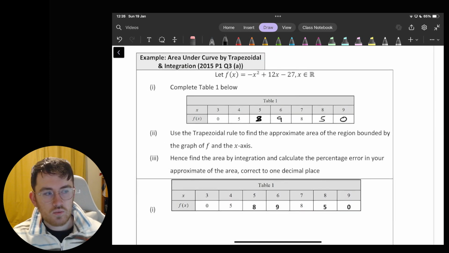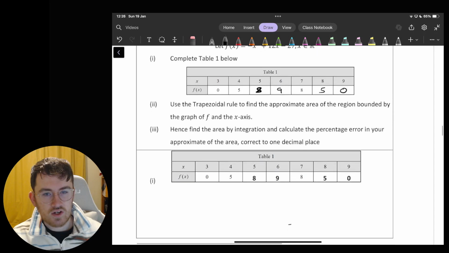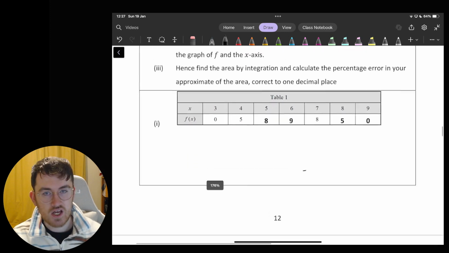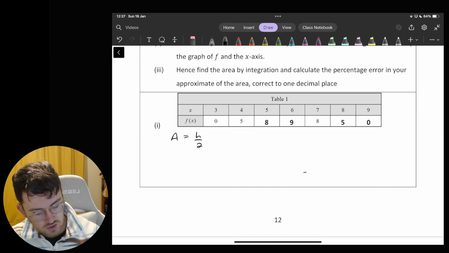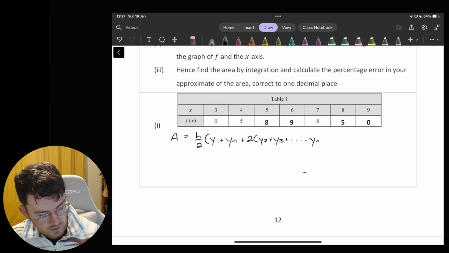What we want to continue onwards with is looking at how we lean into the trapezoidal rule element of that. So starting with my trapezoidal rule, I just need to remember my formula, and the formula is h over 2 times y1 plus yn, plus 2 times y2, y3, all the way up to yn minus 1.